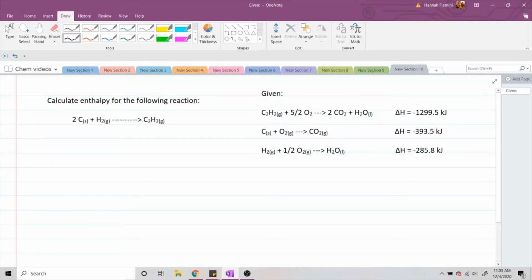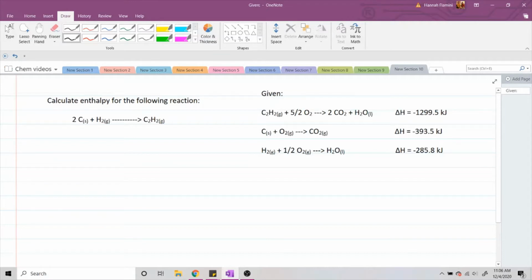You just have to play around and see how you can take these three equations and get them into one equation here on the left. So the first thing that I normally do is I look and see what side each of these molecules are on and see if I need to flip anything.